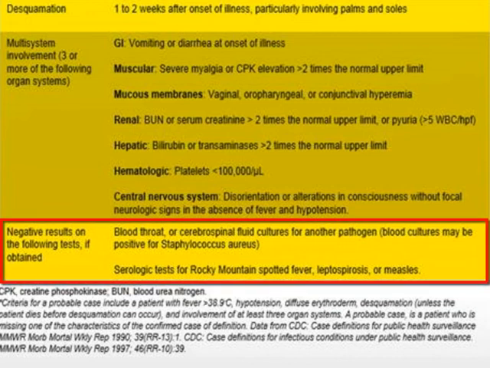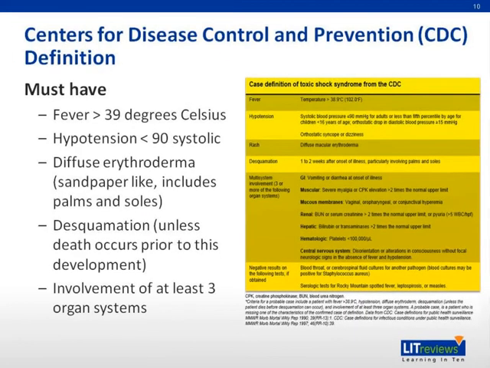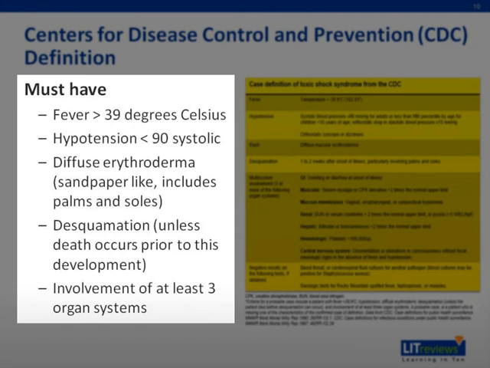Negative results in the following tests would also be helpful, including blood, throat, or cerebrospinal fluid cultures. If those are negative for another pathogen, that also helps you decide whether this is toxic shock syndrome or not. You might also want to do serologic tests for Rocky Mountain spotted fever, leptospirosis, or measles, and if those are negative, then that's also helpful. So again, just to recap this slide: fever greater than 39 degrees Celsius or 102 degrees Fahrenheit, hypotension, diffuse erythroderma, sandpaper-like palms and soles, the development of desquamation, and involvement of at least 3 organ systems.